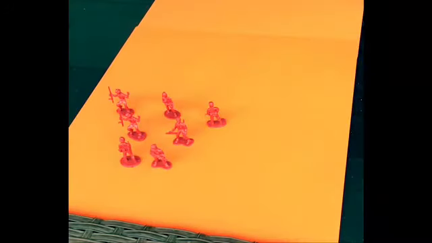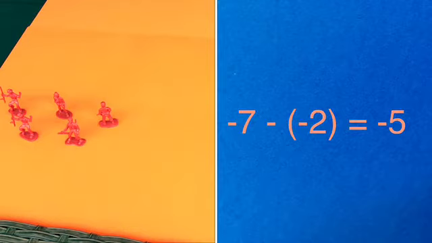Now this situation is just mildly different than the previous 2 examples. In this case, I have 7 negative soldiers, and I've been instructed to take away 2 negative soldiers. Can I take away 2 negative soldiers? Do I have that here in this group, in this squad? Well, yes. I don't need to add 0 pairs to this group because I have enough negative soldiers that I can take them away. So from my 7 negatives, I'm going to take away 2 negatives. And I'm done. Negative 7 minus negative 2 equals negative 5.